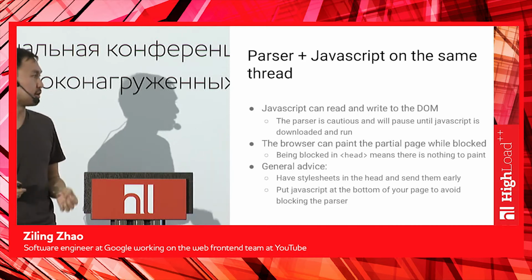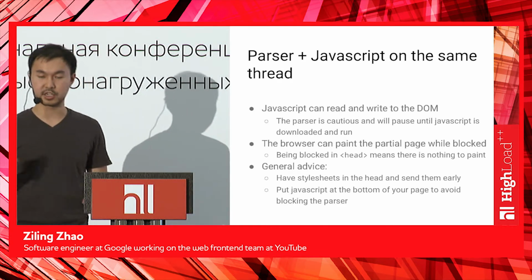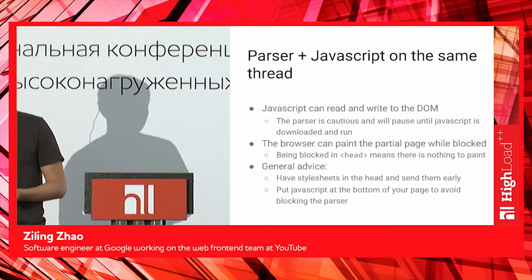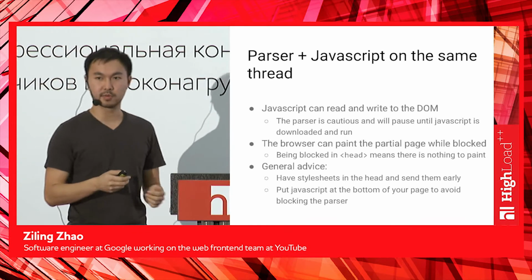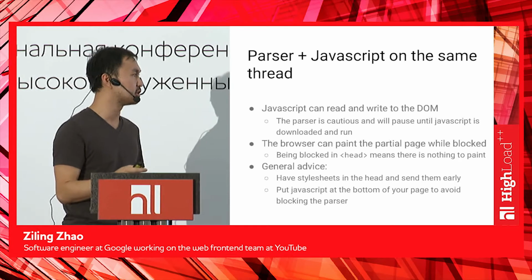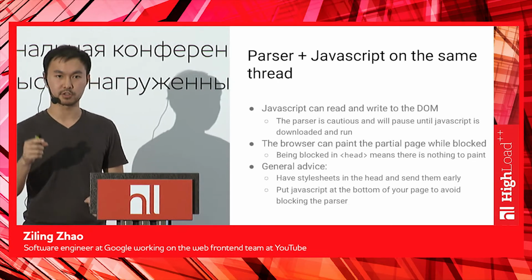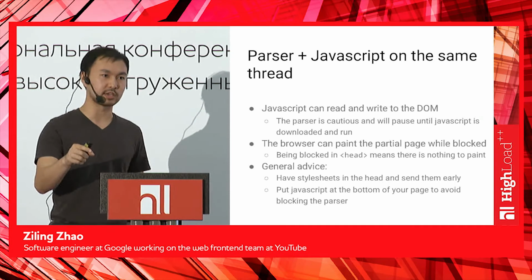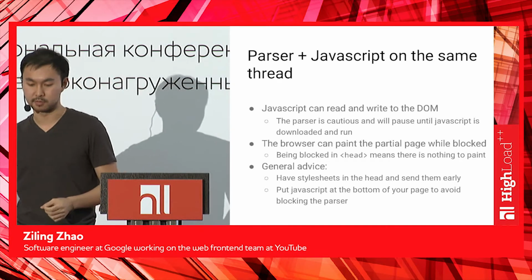The browser might not be able to paint. And this is because JavaScript can read and write to the DOM. The HTML parser is very cautious. It doesn't know if your JavaScript is going to be mutating the page. So it will pause until your JavaScript is done downloading. It's going to run that JavaScript before parsing the next HTML.